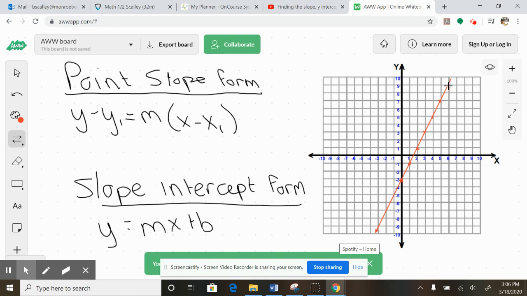But if I was given one of these other random points on the line, not the y-intercept, like if I was given this point here, (4, 5), and all I knew was it went through that point, (4, 5), and it had a slope of 2, I wouldn't be able to plug that into slope-intercept form. So this video is going to be about doing that.